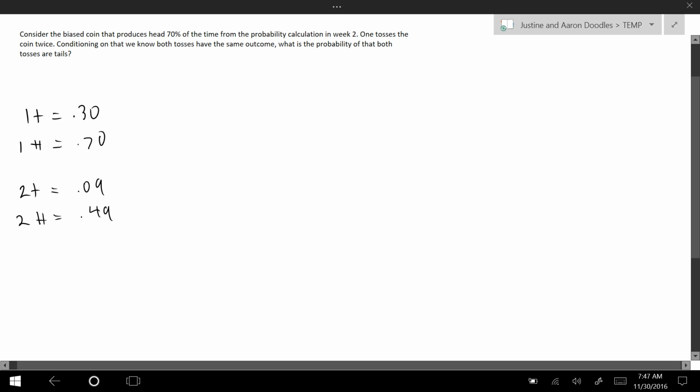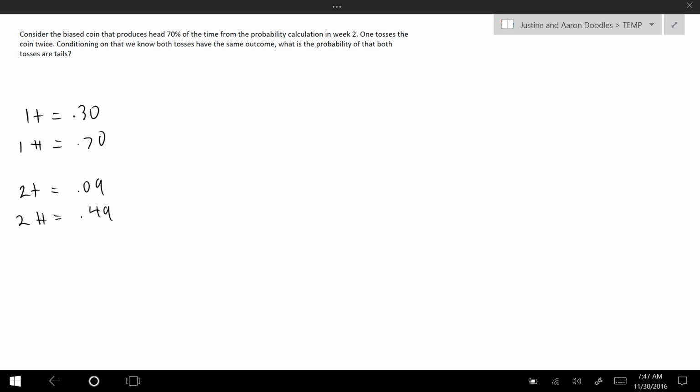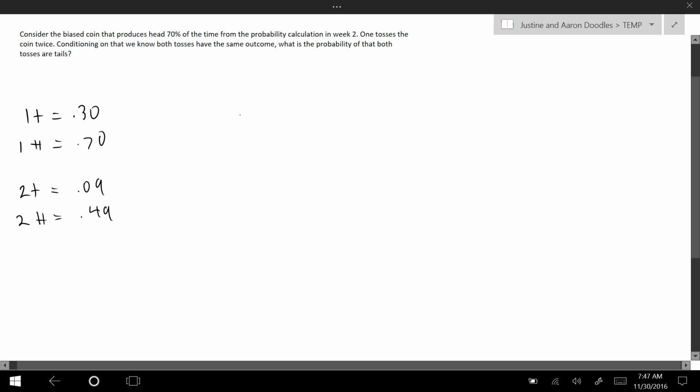So now that we've written down some of the givens, I'm going to write down the formula that once again was given to us in 3A. So it's probability of A given B equals probability of A and B over probability of B.